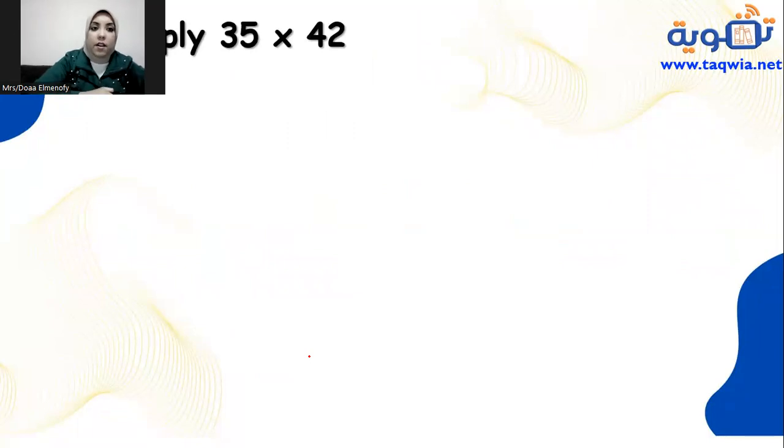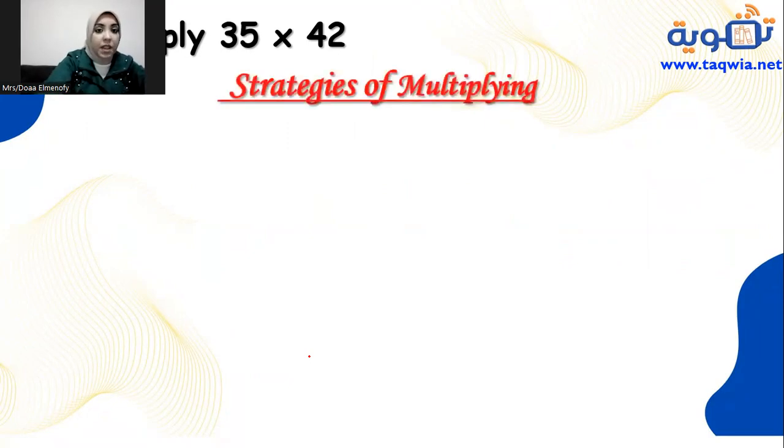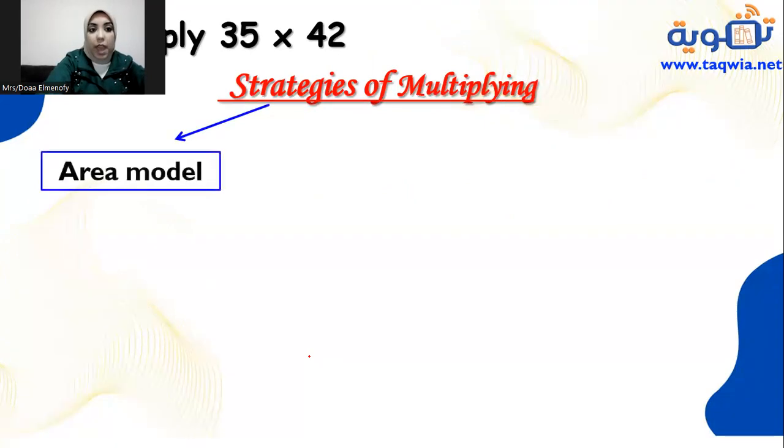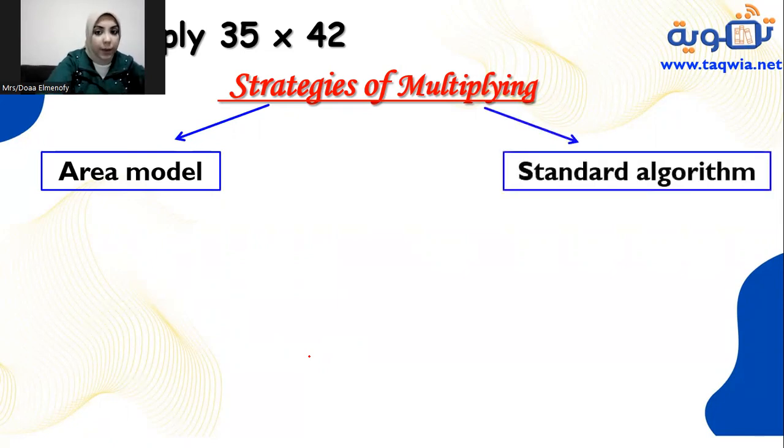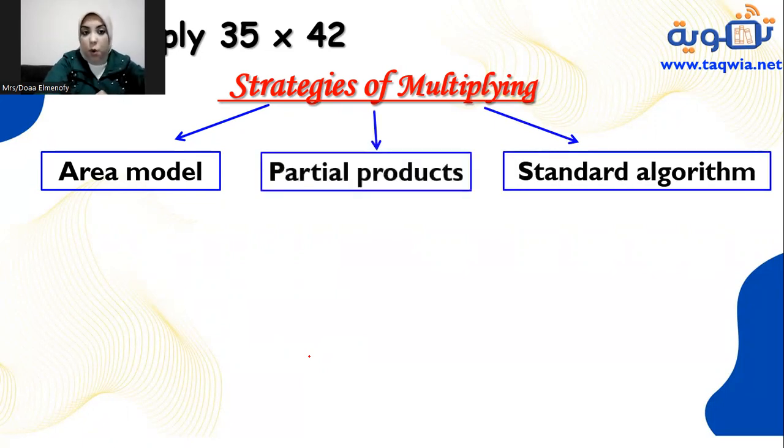Okay, here we wanted to multiply 35 by 42. How can we multiply? We have many strategies. So let's remember all the strategies that we took to multiply. The first one is the area model. We can use the area model to multiply and get the product of these two numbers. And we have the standard algorithm, and we have the partial product.